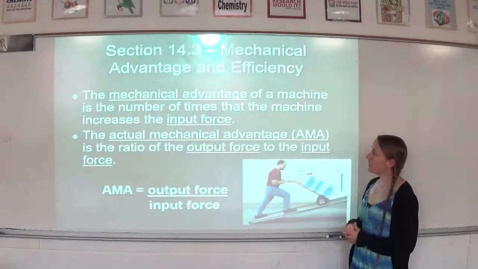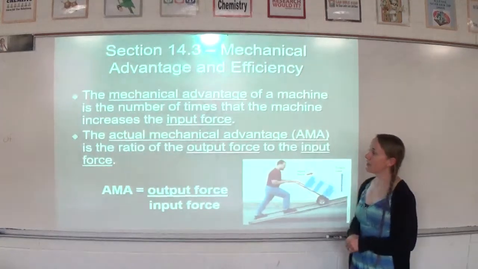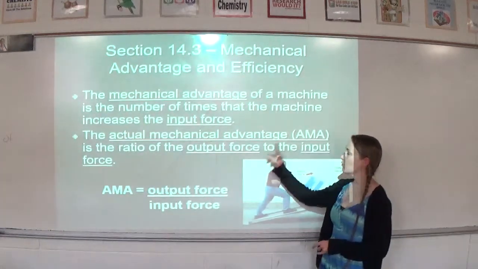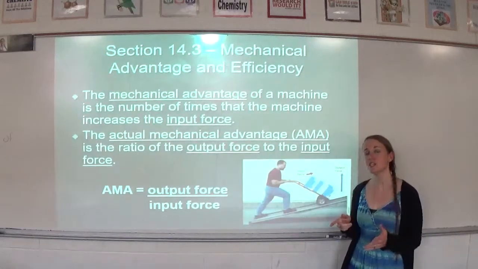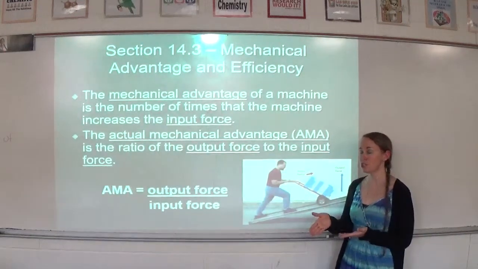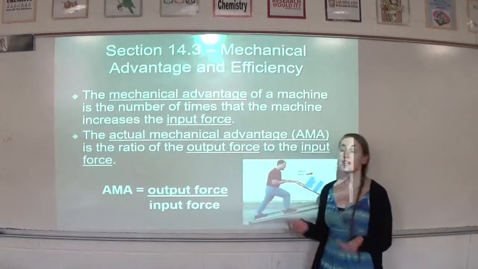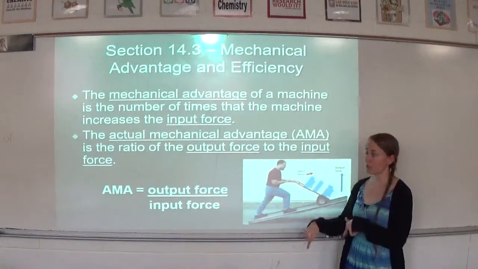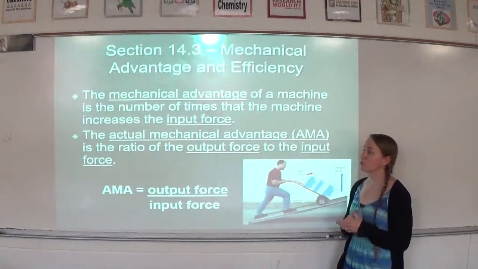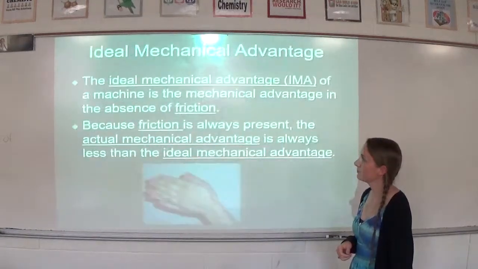The actual mechanical advantage, which is abbreviated AMA, is the ratio of the output force to the input force. So remember, anything that starts with output is done by the machine. Anything that starts with input is done by us on the machine. So it's output force over input force.